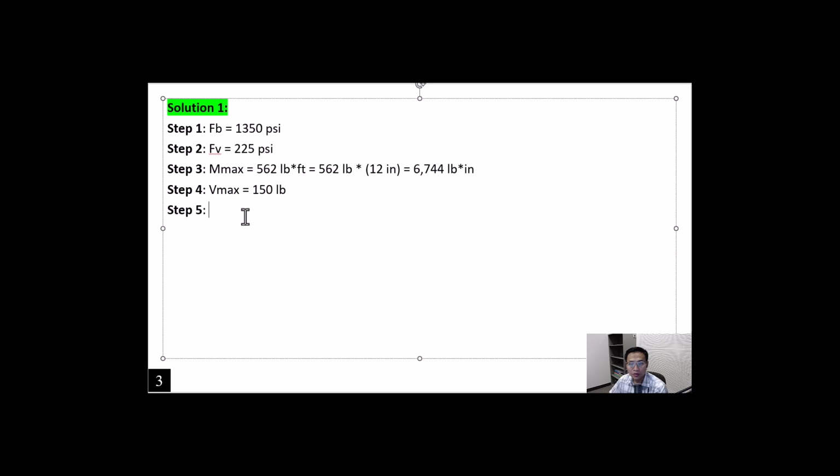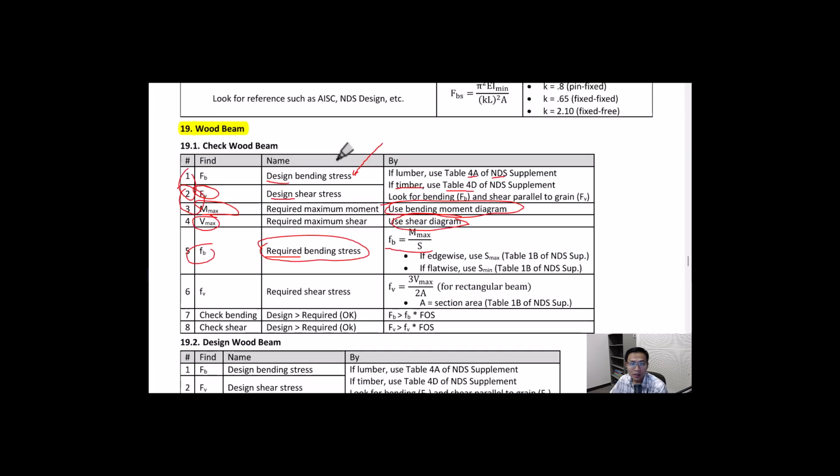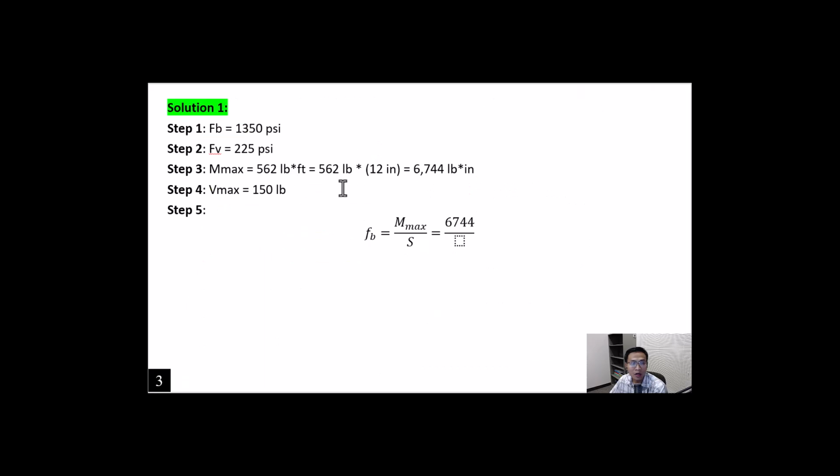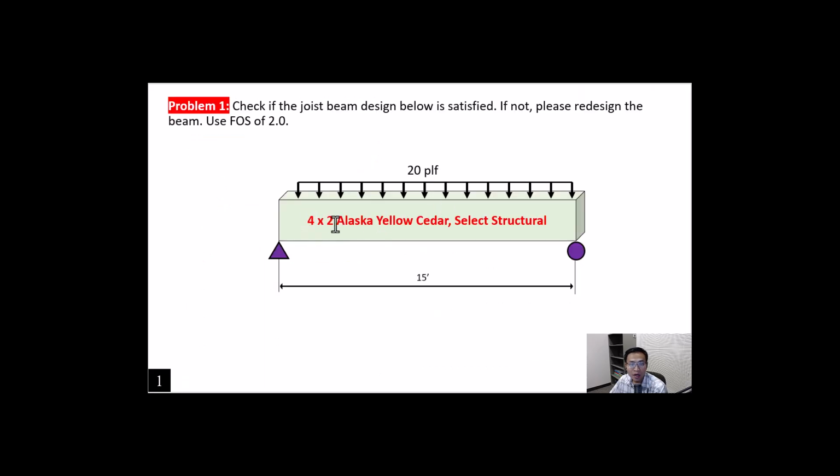So let's use fb will equal to M max divided by S. So M max you have that is 6744 divided by S. S you have here. So now let's check for S of this beam, 4 by 2 or 2 by 4, just the same thing.